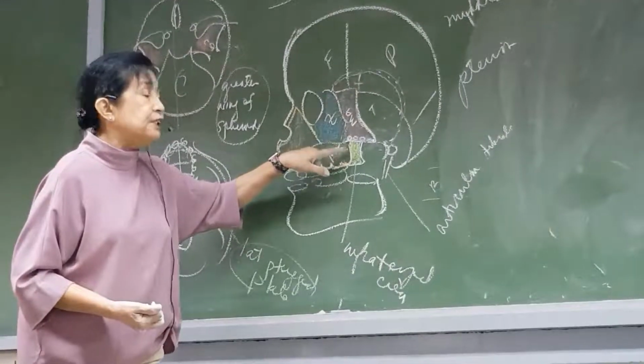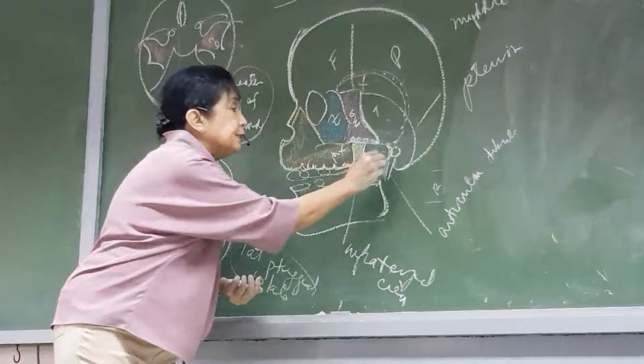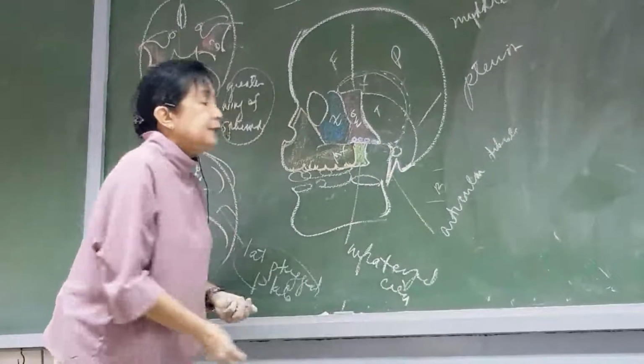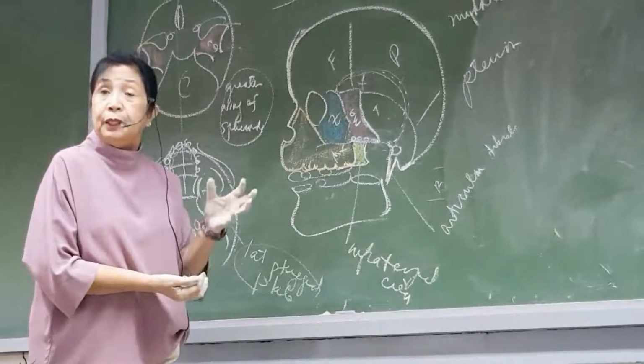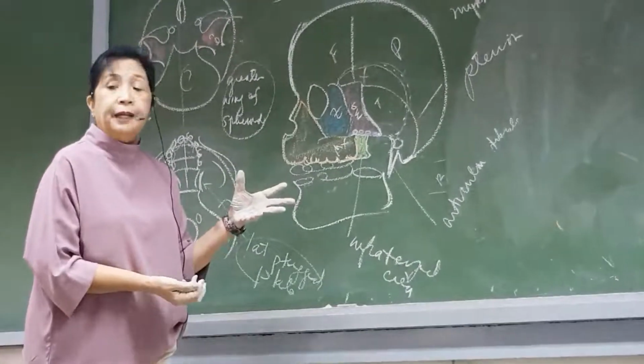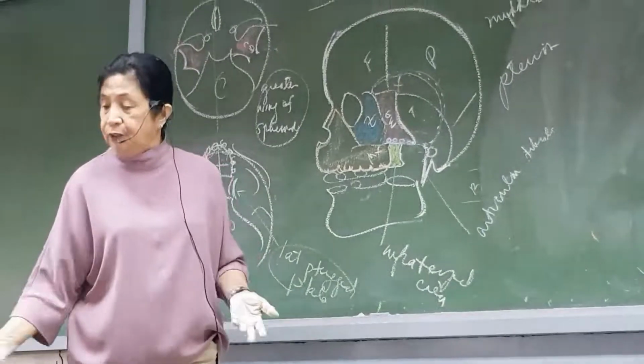Posterior tuberosity of maxilla. And at the back is this one. What is this? Ano itong matulis na yan? Styloid process. We are now having the boundaries of the infratemporal fossa. Okay? And then, laterally, you find this.